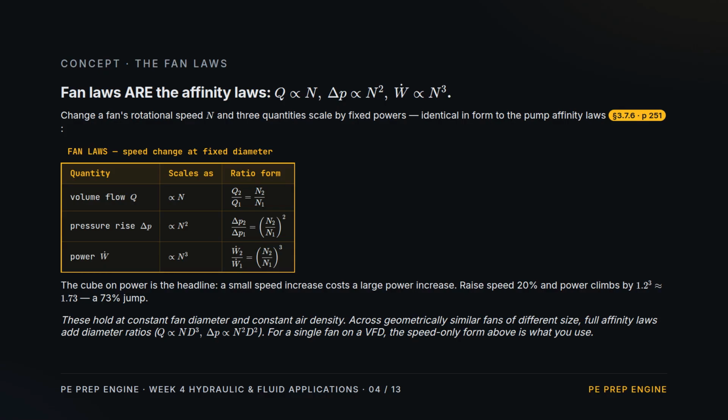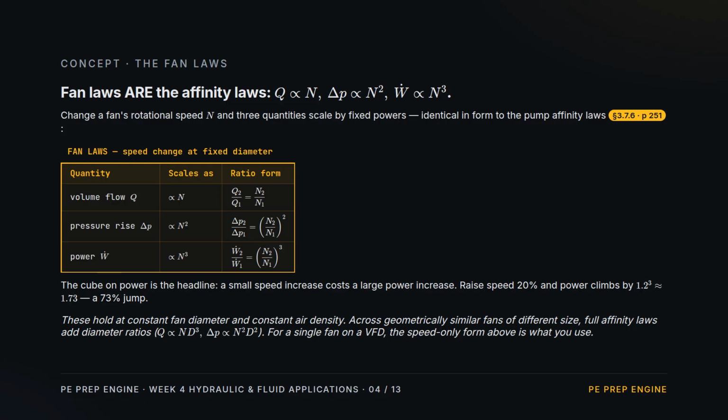The fan laws. Not new physics, just the affinity laws applied to a fan. Change the speed, and 3 things scale by fixed powers. Flow scales linearly, pressure rise with speed squared, power with speed cubed. That cube is the whole story.